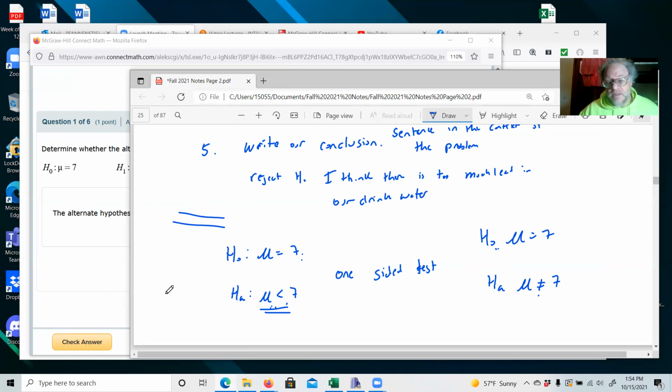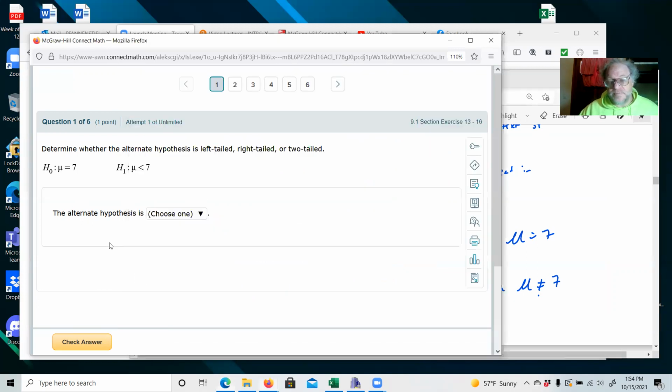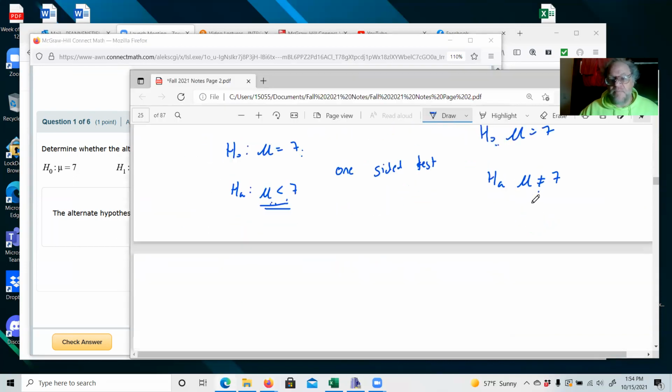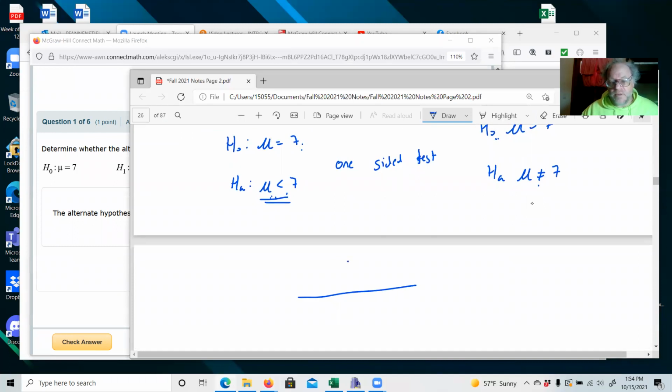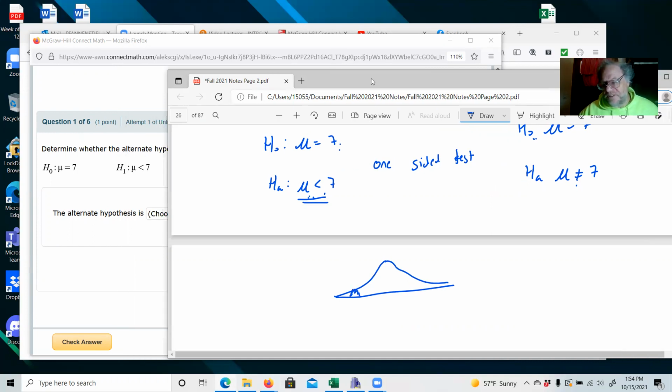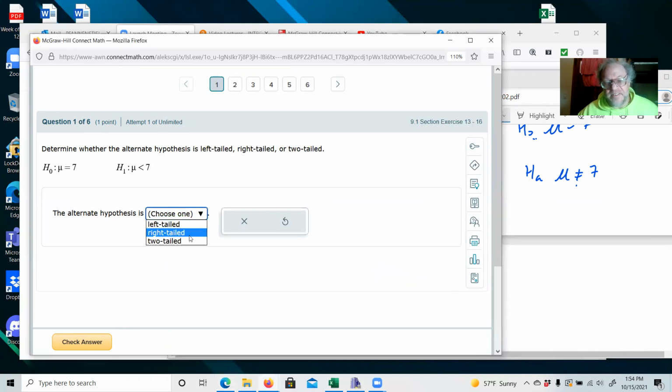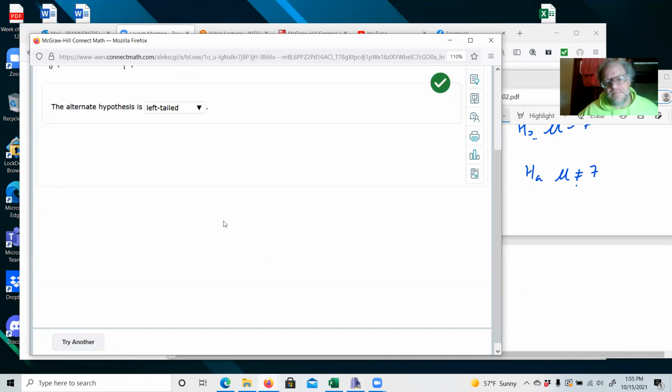So the alternative hypothesis. What tail are we looking at? We want less than, right? We want less than. So we're looking for probabilities over here. So it is a one-tailed test, and we are looking for the left-hand side. So we want a left-tailed test here. All right, and then we should be okay.